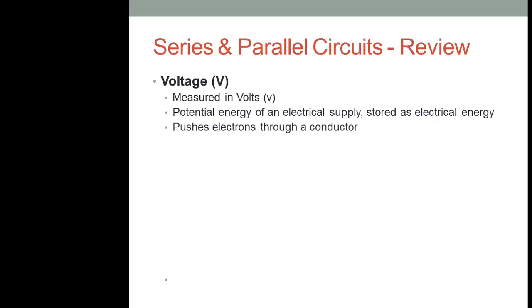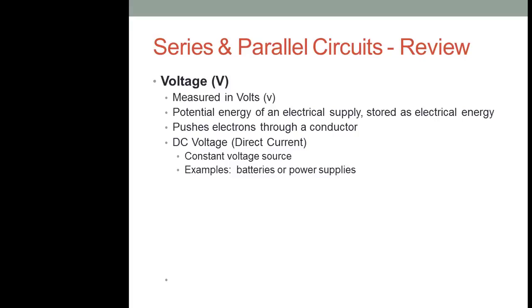We know that voltage pushes electrons through a conductor. So it's the voltage that pushes current through the conductor. And that conductor may be wire, it may be a human body, it may be the air. There are two types of voltage. We've got DC voltage, which stands for direct current. It's a constant voltage source. An example of this would be batteries or other power supplies, right? Constant power source. So if we have a battery hooked up, it's a constant power source.